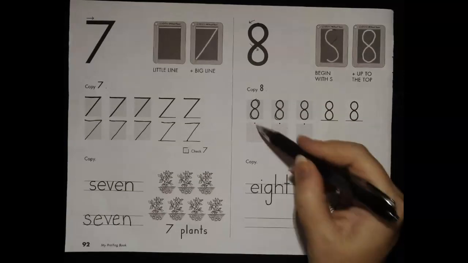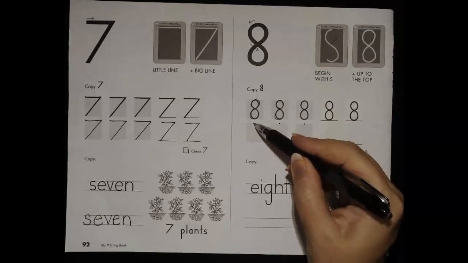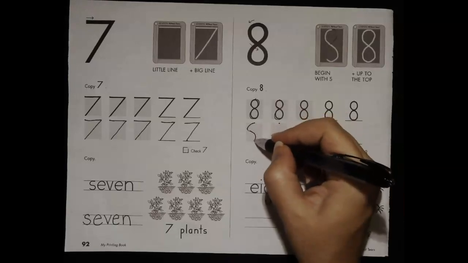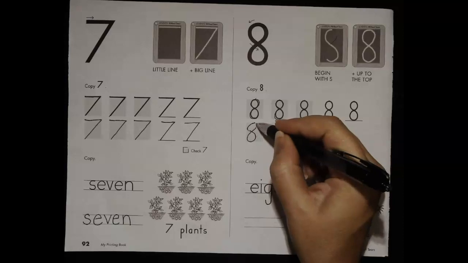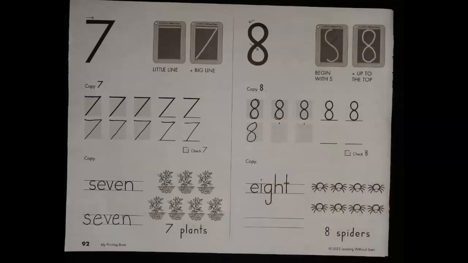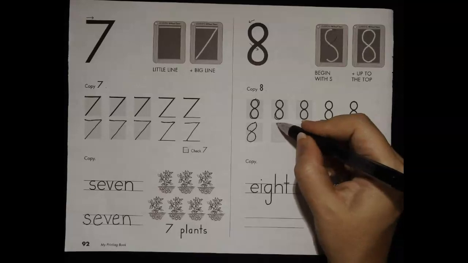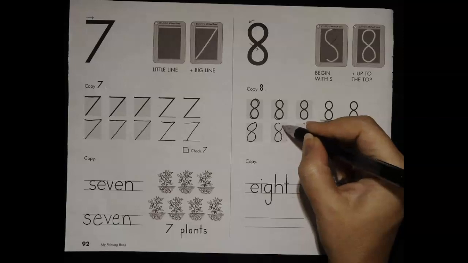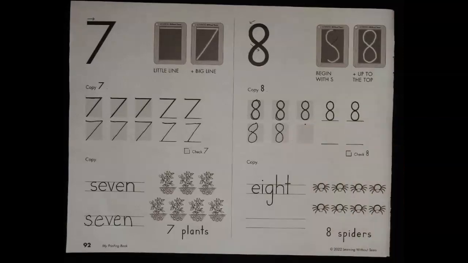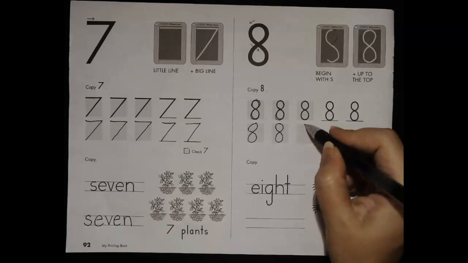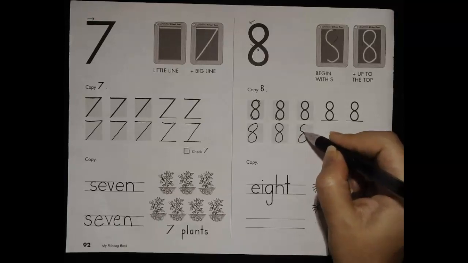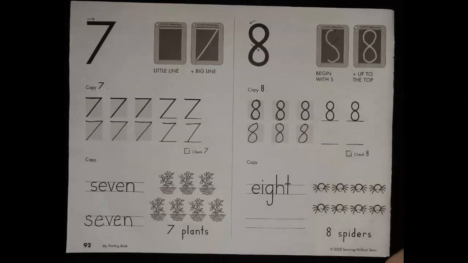Good. Let's write some on our own. So start on our dot in the middle. Make an S, curve around back to the top. Good. Let's make another one. Start with an S, curve around back to the top. Good. Let's do another one. Make an S, curve around back to the top. Good. Now you don't have to pick up your pencil at all to make these 8s.